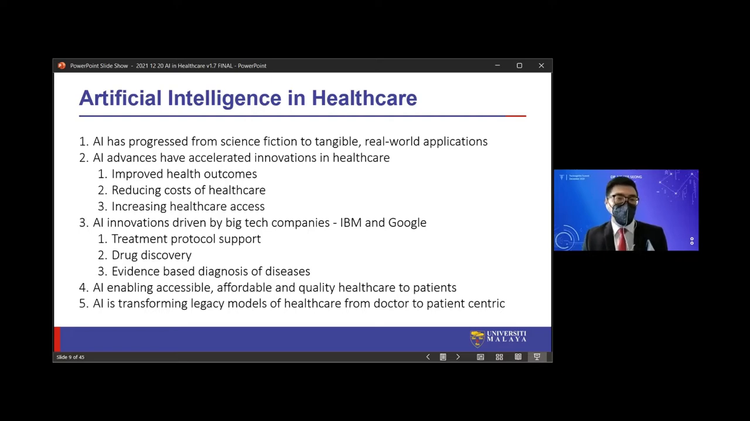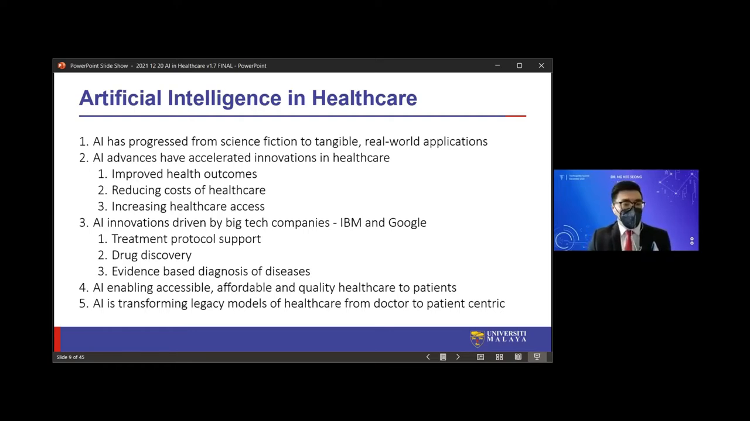And these advances have accelerated innovations from what we've seen, improved health outcomes, reduced costs of healthcare, and more importantly, increased healthcare access. And these innovations are not only done all over the world, they are also driven by some of the really big tech companies like IBM and Google, whereby they look into treatment protocol support, drug discovery, even evidence-based diagnosis of diseases, like IBM's Watson. And it is enabling accessible, affordable, and quality healthcare to patients.